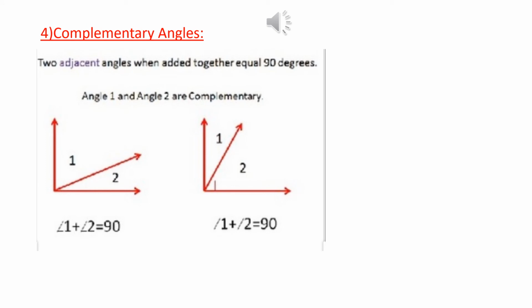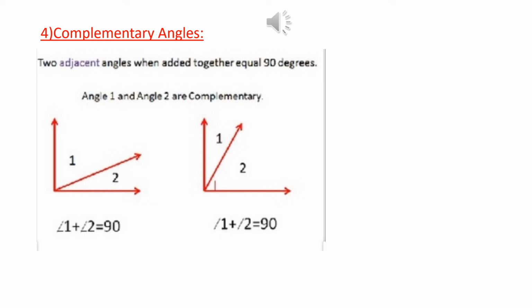Complementary angles. Two adjacent angles when added together equal 90 degrees. Angle 1 and angle 2 are complementary. The measure of angle 1 plus the measure of angle 2 equals 90. Then these two angles are adjacent complementary. They form a right angle.